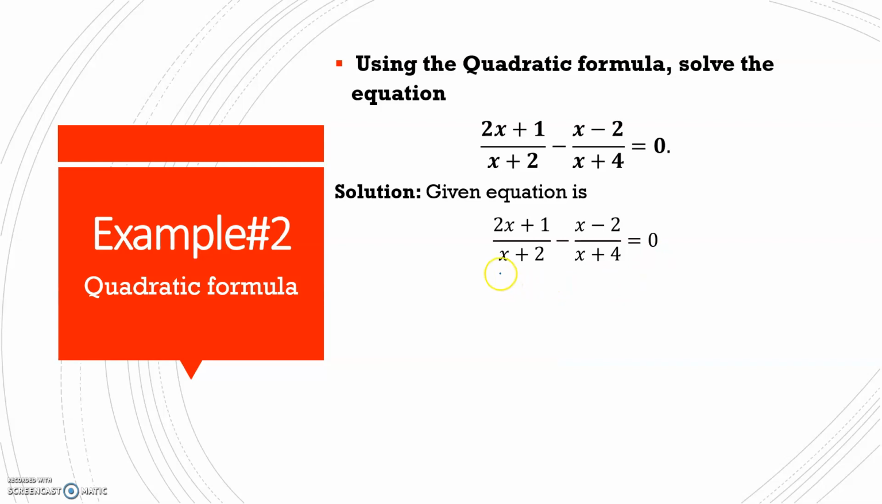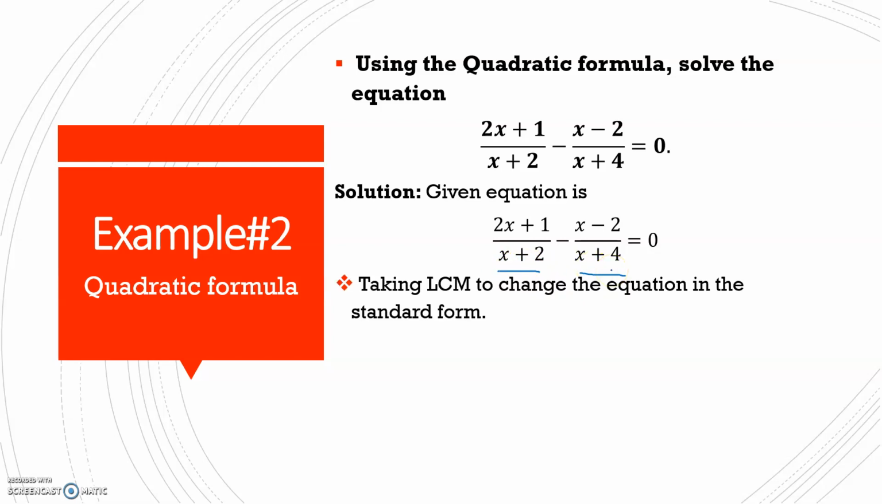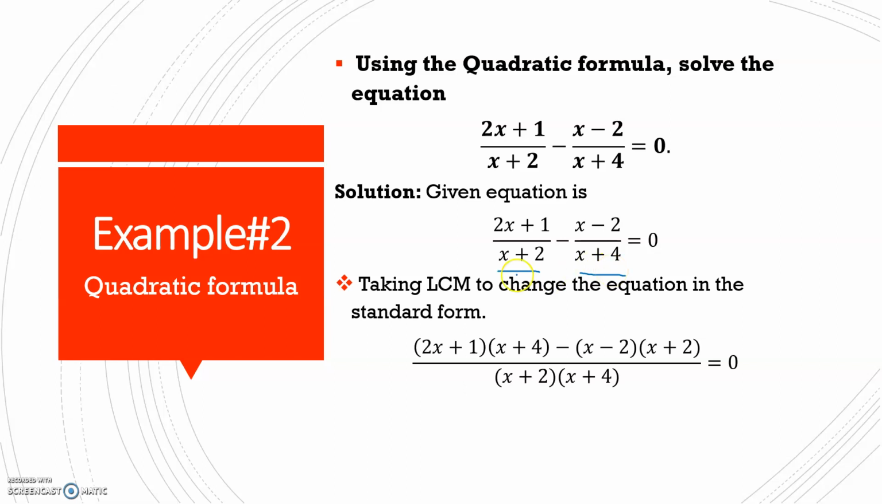Here students, you can notice that we have two algebraic fractions and these two algebraic fractions are subtracted. So we will take the LCM of their denominators, and the LCM will be (x+2)(x+4). So after taking LCM, we can write it as [(2x+1)(x+4) − (x−2)(x+2)] / [(x+2)(x+4)] = 0.